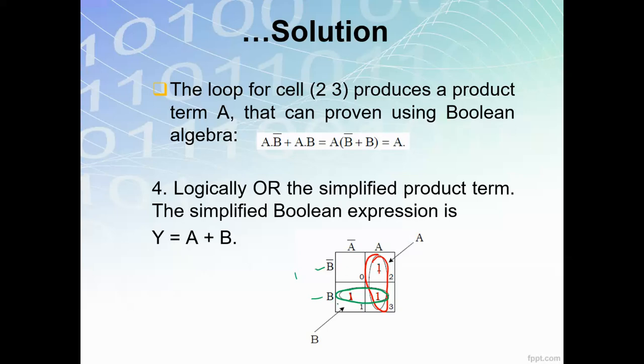And then for this horizontal loop, we neutralize A bar and A, and we got a B expression. So therefore, your expression will be Y equals A plus B. So it looks easy, right? It's not a big headache to simplify a Boolean expression using the theorems. K-map looks even easier.